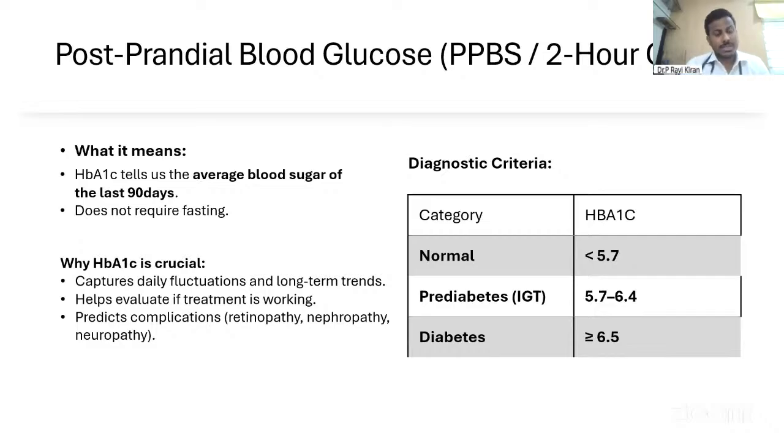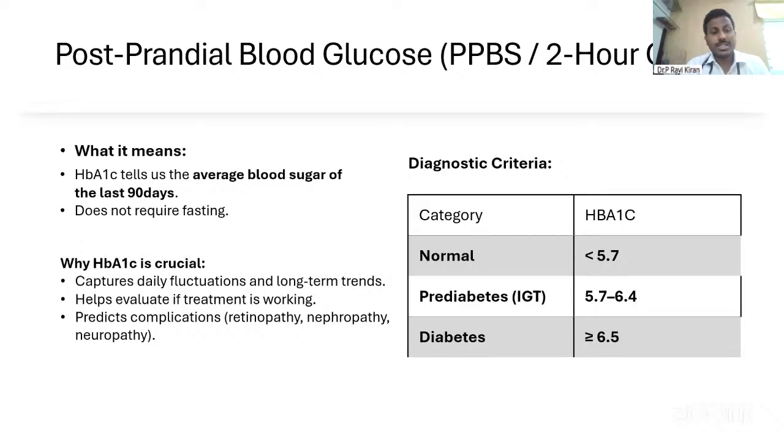Next test is HbA1c. What does it mean? HbA1c tells us the average blood sugar over the last 90 days, and it does not require fasting. The disadvantage with fasting and post-lunch blood sugars is they are affected by the quantity and the quality of food that we consume. HbA1c doesn't get affected by one or two bad or good meals. Even if you have one bad meal where you consume a lot of food, HbA1c doesn't get affected by it. So it does not require fasting.